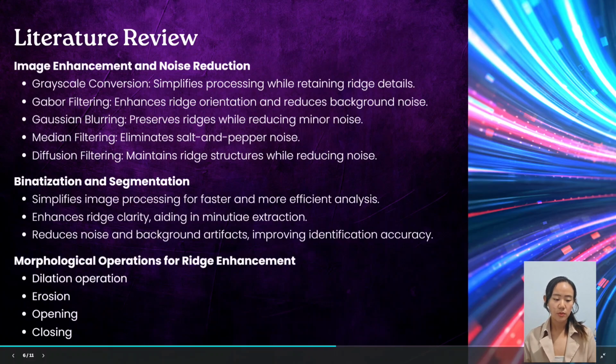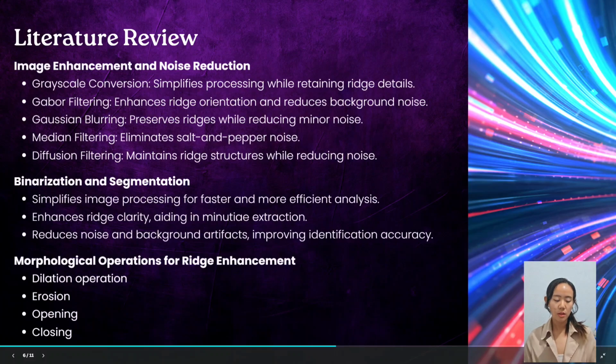For noise reduction, we have two methods: median filtering and diffusion filtering. Median filtering eliminates salt and pepper noise, while diffusion filtering maintains the ridge structures while reducing noise. The second literature review topic is binarization and segmentation. It is used to simplify image processing for faster and more efficient analysis. Second, to enhance ridge clarity by adding in minutiae extraction. Lastly, it reduces noise and background artifacts so that it can improve identification accuracy.